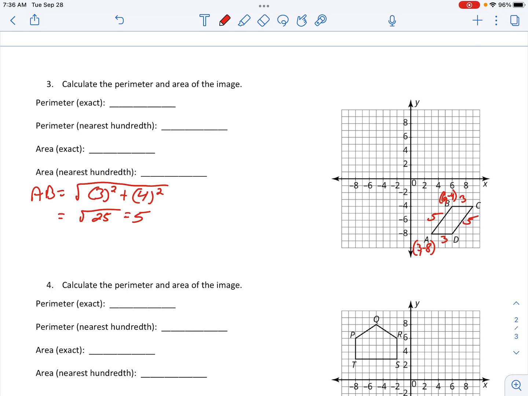So walking around the perimeter, 3 plus 3 is 6. 6 plus 10 is 16 units. Not necessary for the nearest hundredth.